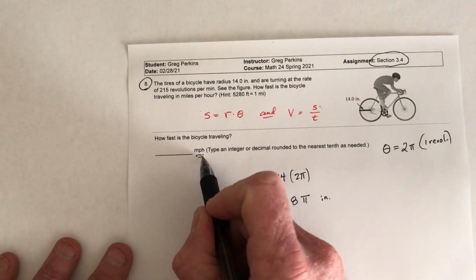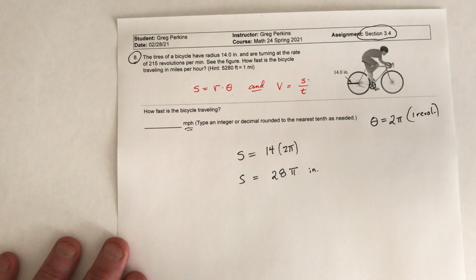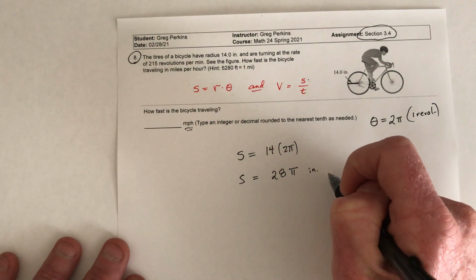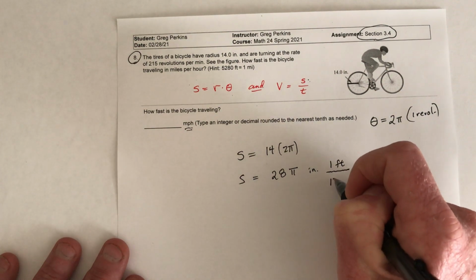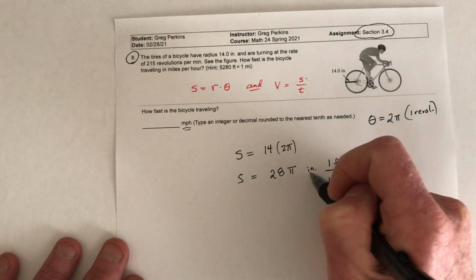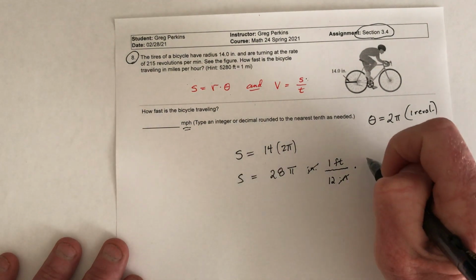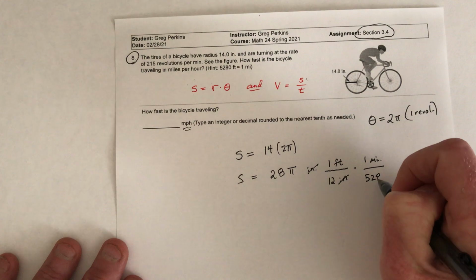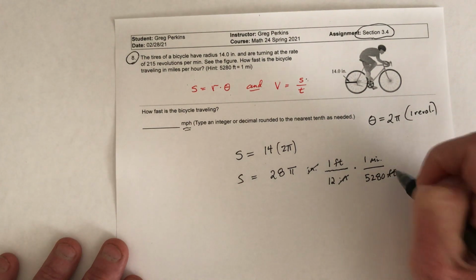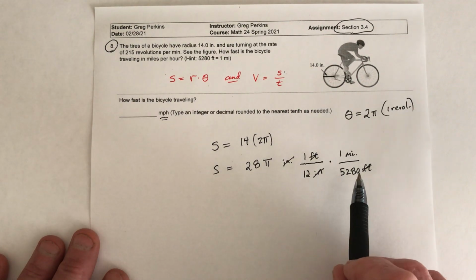And they said to put it in miles per hour. So for one thing, I'm going to have to change this to miles. 28 pi inches needs to be changed to miles. Okay, so first of all, for 1 foot, there's 12 inches, and that way inches and inches could cancel. And then they even give you this hint that 1 mile is 5,280 feet. And then feet and feet will cancel. So now this is in miles.